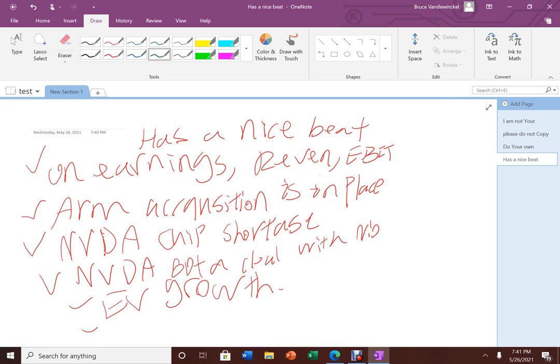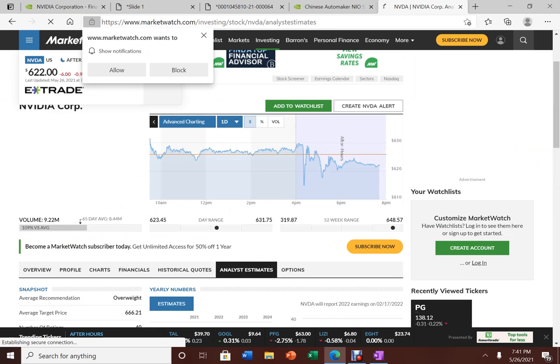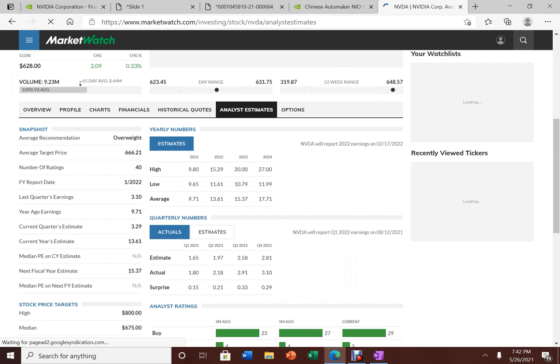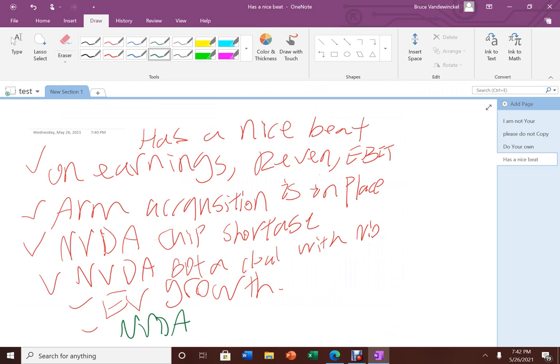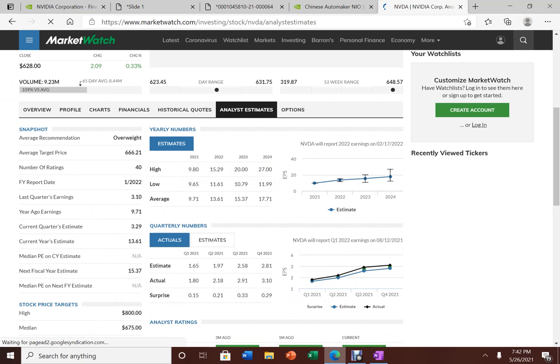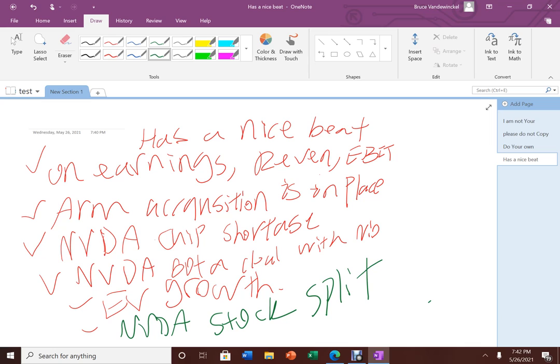And lastly, I can understand that not everyone is able to afford to buy NVIDIA shares with a share price like this. NVIDIA does have a stock split, so sometime in July, the share price will be lower, making it easier for people to buy the shares. So that could be good news.